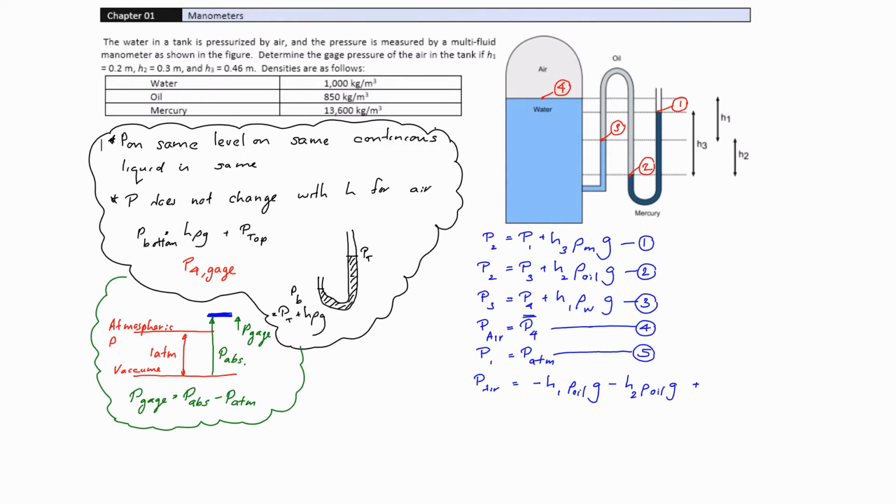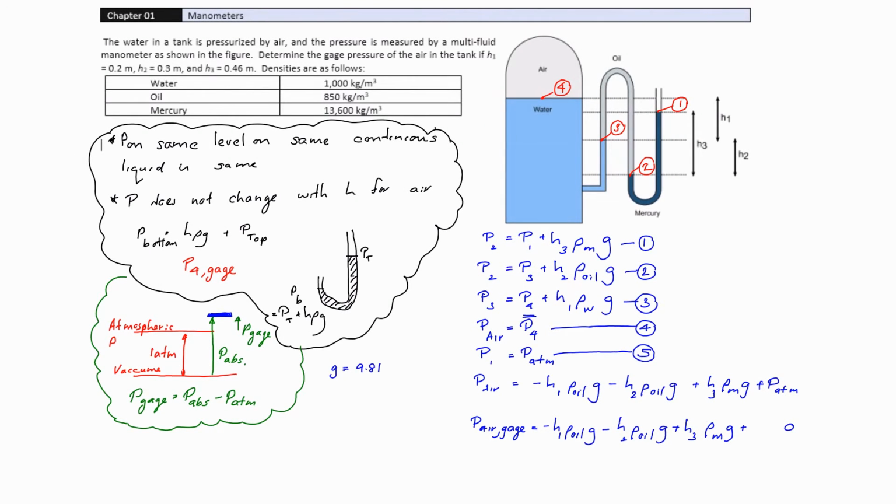In this case, I am disregarding P2 because we don't want P2 in our solution. Instead, I am substituting P2 from equation 1. That's going to be H3 rho m G plus P1. Instead of P1, I can write P atm from equation 5. Now I want the final solution in gauge pressure. So all of these H rho G terms stay the same because they are pressure differentials, but P atm measured in gauge pressure is equal to 0. Atmospheric pressure is equal to 0 gauge pressure.